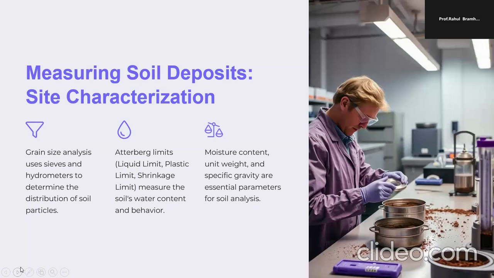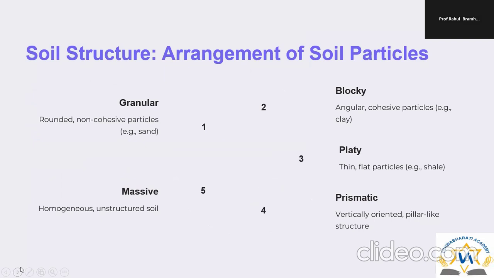The next one is soil structure, or the arrangement of soil particles. Soil structures are divided into 5 types. The first one is granular structure. In granular structure, the soil has a rounded shape and non-cohesive particles. The example of granular soil is sand.